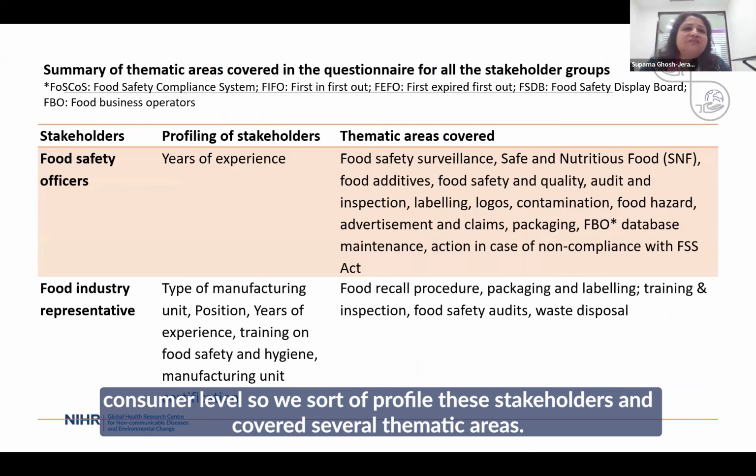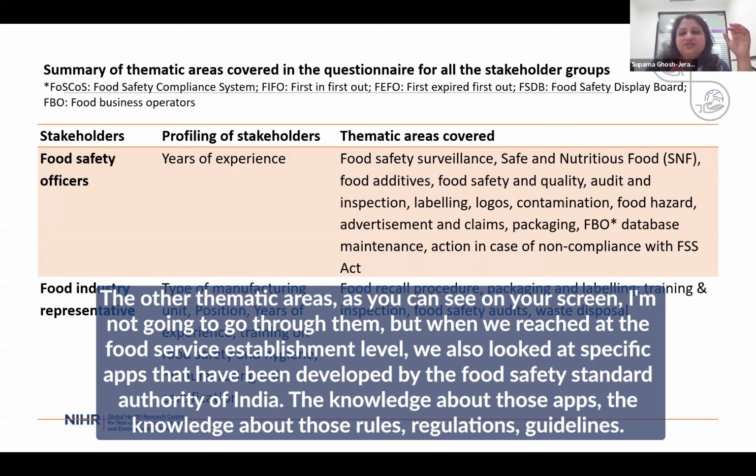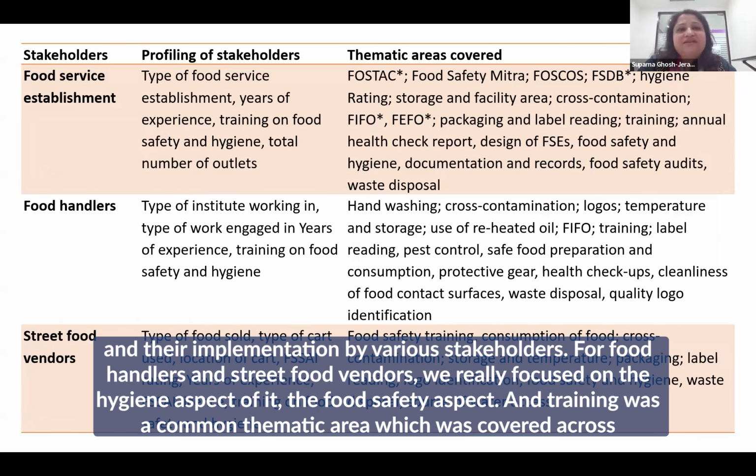So we profiled these stakeholders and covered several thematic areas. We looked at the food safety surveillance, safe and nutritious food, food additives, food safety and quality, audits, inspections, and other knowledge and attitude and practices around food safety and standards. The other thematic areas, as you can see on your screen, I'm not going to go through them, but when we reached the food service establishment level, we also looked at specific apps that have been developed by the Food Safety Standard Authority of India, the knowledge about those apps, the knowledge about those rules, regulations, guidelines, and their implementation by various stakeholders.